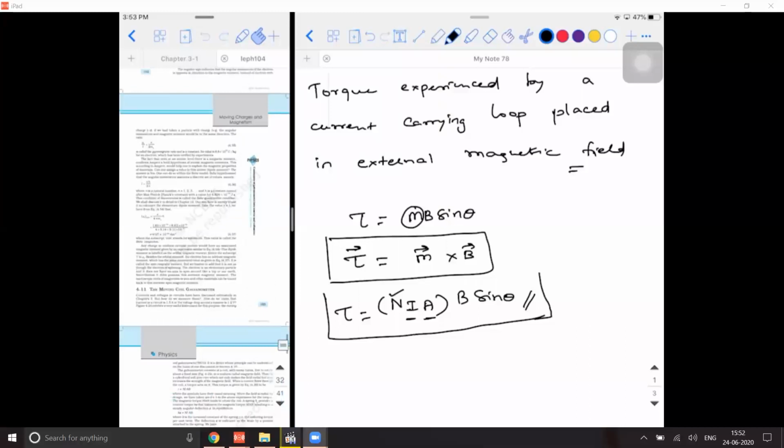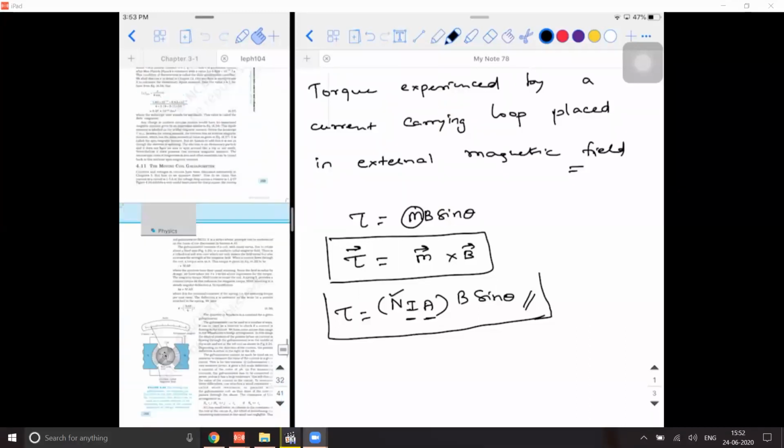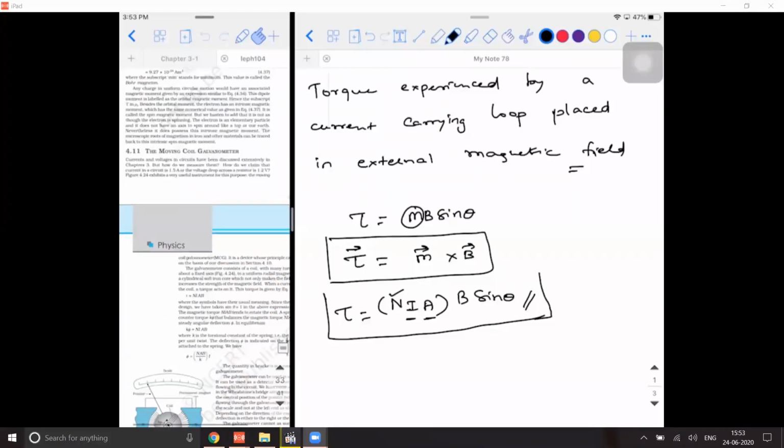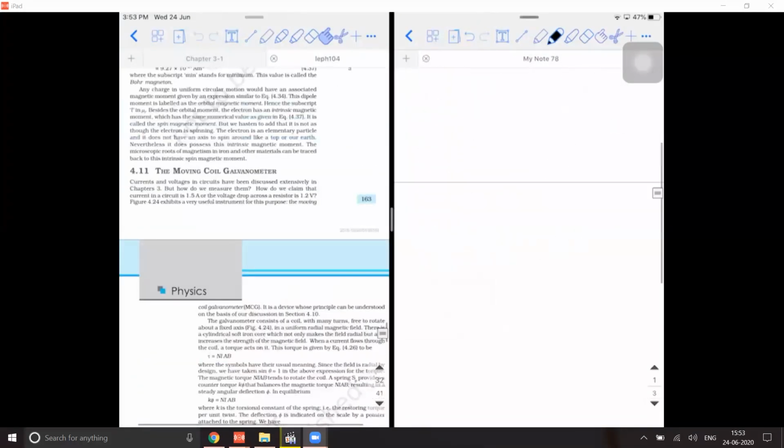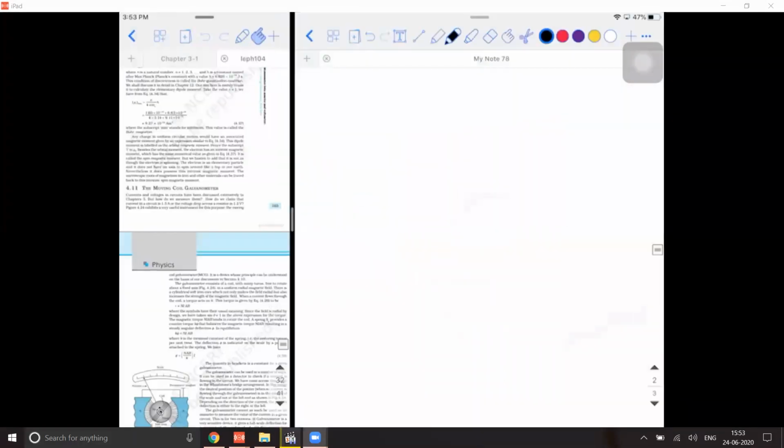We are going to discuss a device named the moving coil galvanometer. I've used this word previously. Do you remember where I used it? The Wheatstone bridge. The Wheatstone bridge I used. So, moving coil galvanometer. Okay.